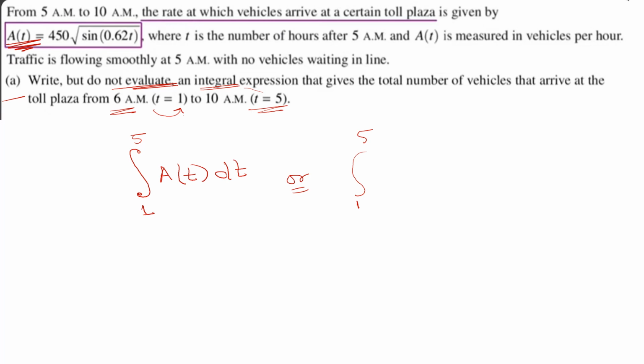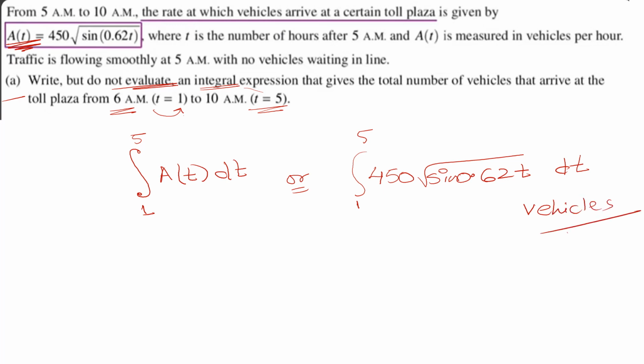In place of A of t, you can write down the function, that is 450 square root of sine 0.62 t, and at the end just write d t. This is the integral that shows the total number of vehicles that arrive at the toll plaza. The unit is vehicles per hour. That's all.